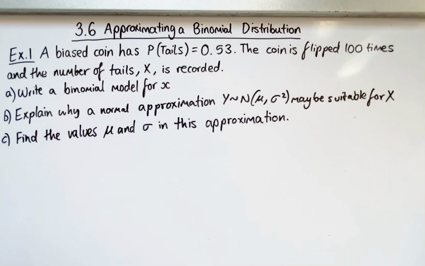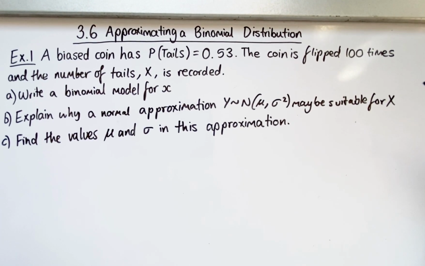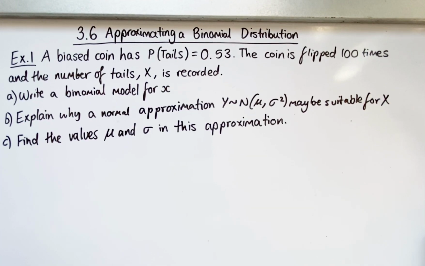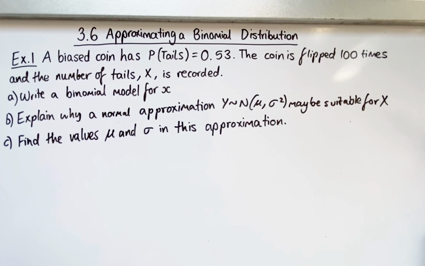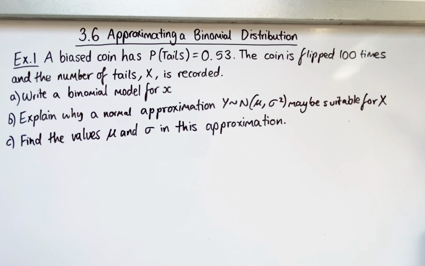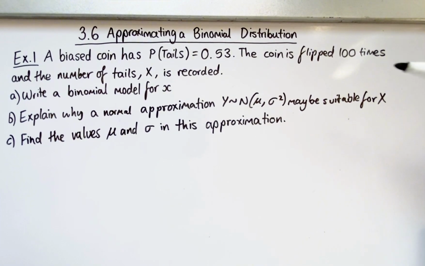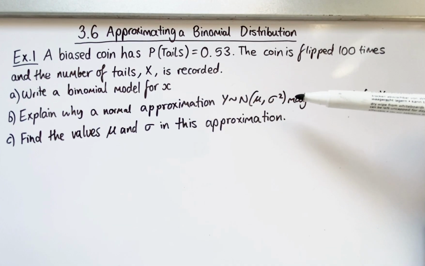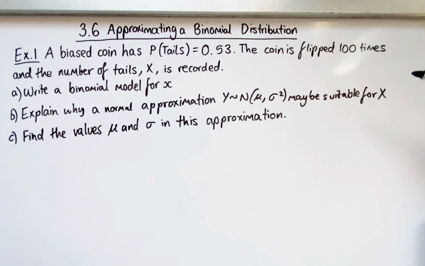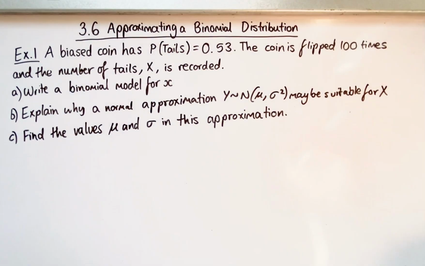Let's do an example. A biased coin has the probability of tails equal to 0.53. The coin is flipped 100 times and the number of tails, X, is recorded. Part A. Write a binomial model for X. Part B. Explain why a normal approximation, Y following the normal distribution with a mean mu and a standard deviation sigma, may be suitable for X. And Part C. Find the values mu and sigma in this approximation.